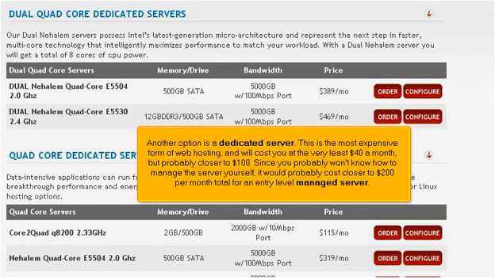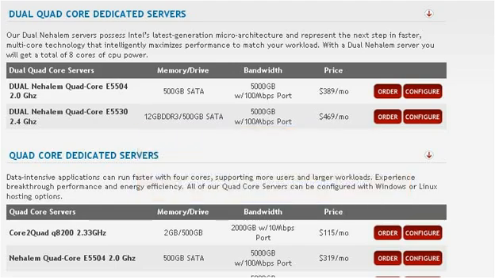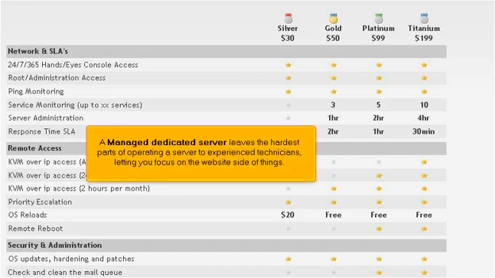Another option is a dedicated server. This is the most expensive form of web hosting and will cost you at the very least $40 a month, but probably closer to $100. Since you probably won't know how to manage the server yourself, it would probably cost closer to $200 per month total for an entry-level managed server. A managed dedicated server leaves the hardest parts of operating a server to experienced technicians, letting you focus on the website side of things.